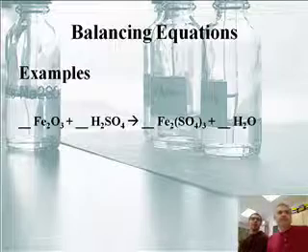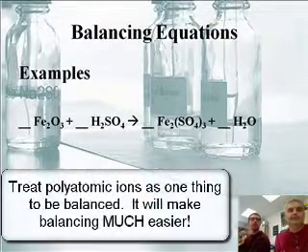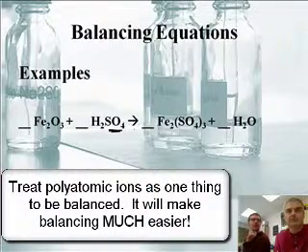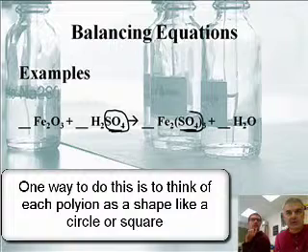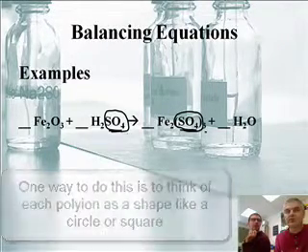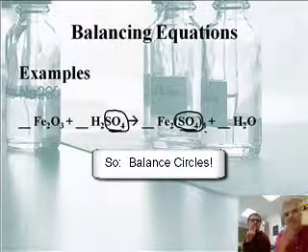Okay, guys, when you see a polyatomic ion that appears on both sides of the equation, you can treat it as a group. Here's what I like to think of it: think of SO4 as a circle. Now, there's 3 circles on the right side, and on the left side, there's just one. So put a 3 there.